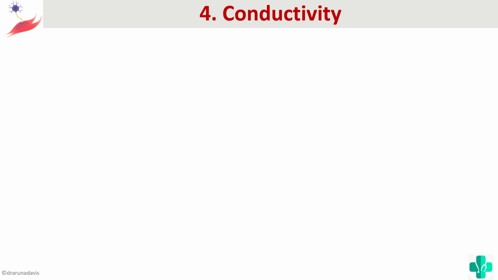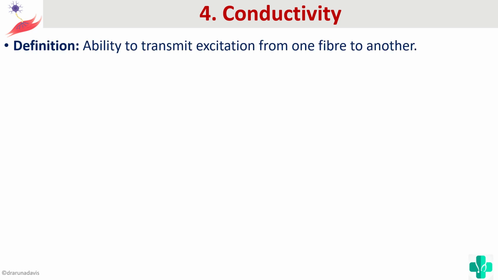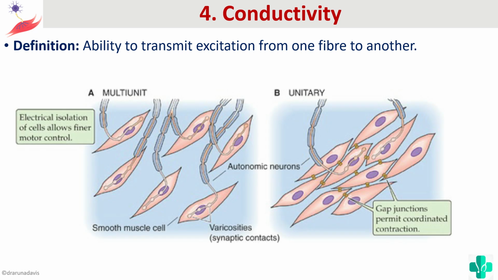Next point, conductivity. That means it has the ability to transmit excitation from one fiber to another. Now this is because we've got two types of smooth muscles. One is the multi-unit and the other is the unitary. Multi-unit is almost similar to that of a skeletal muscle. For each muscle fiber we've got a separate innervation.